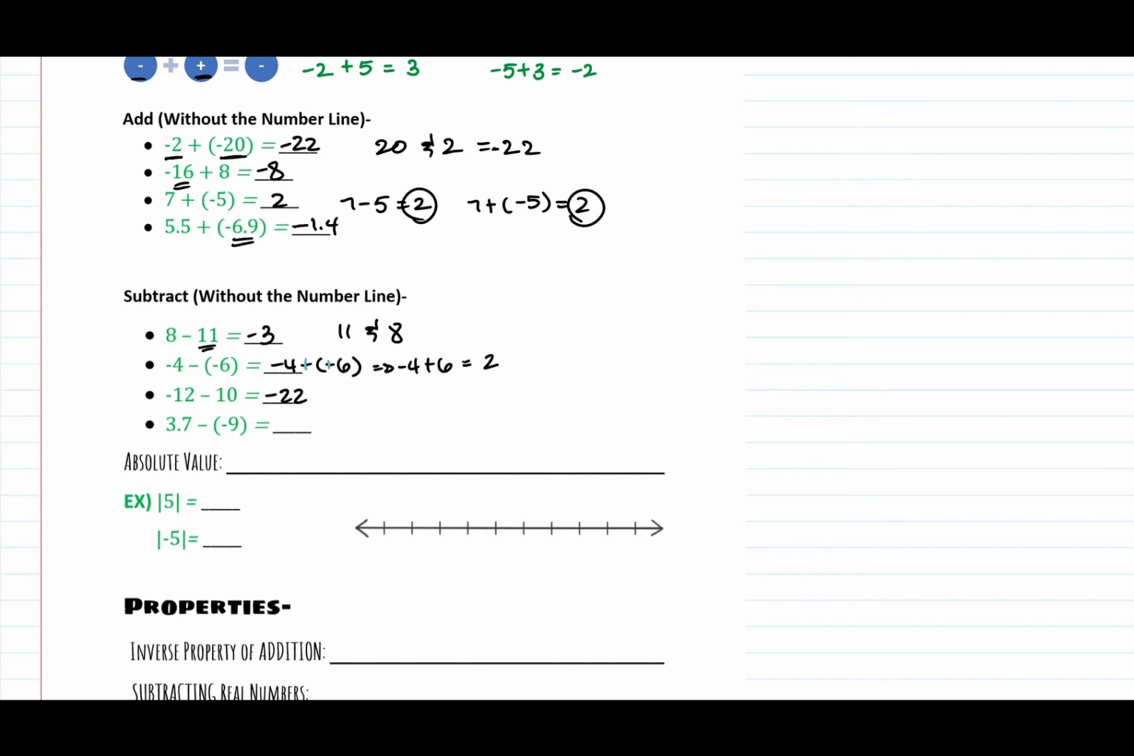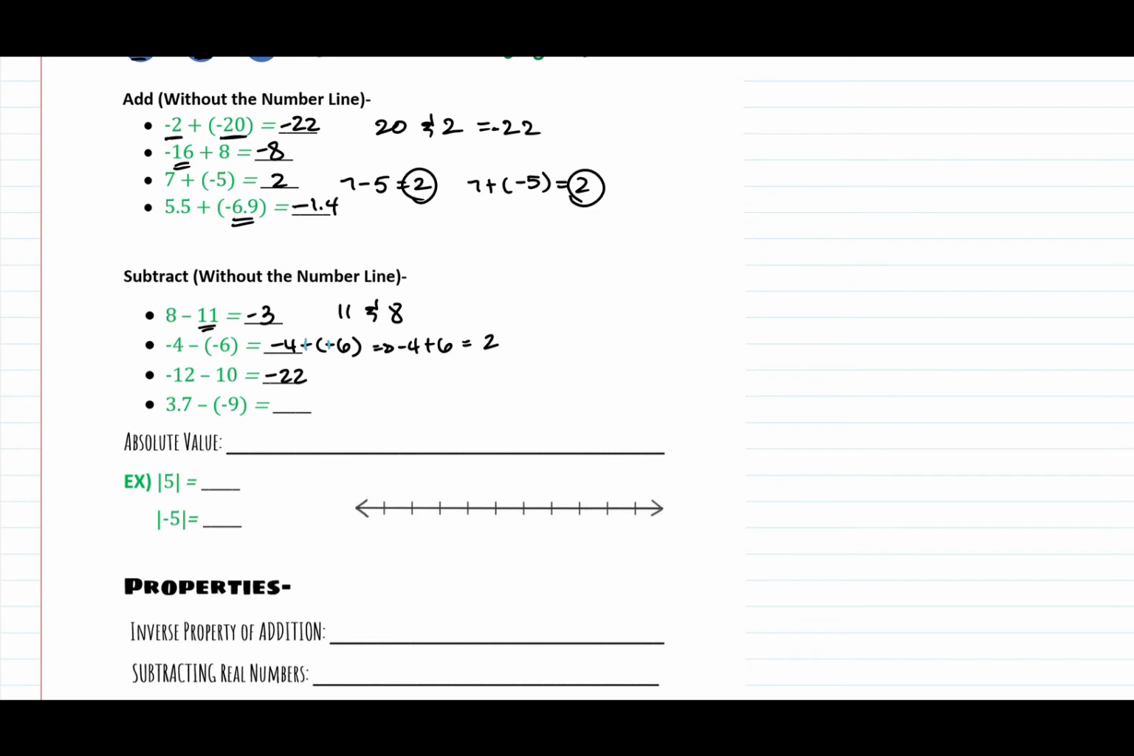Now, I made a mistake. I didn't mean for this value to be negative 22 and this value to be negative 22. Just know that it's not going to give you the same answer like it did over here, okay?